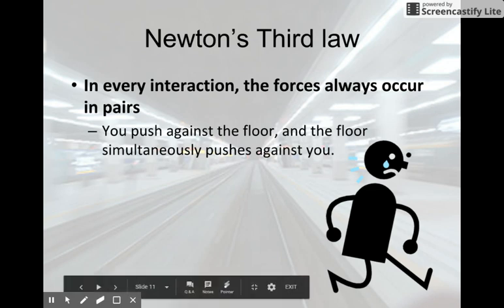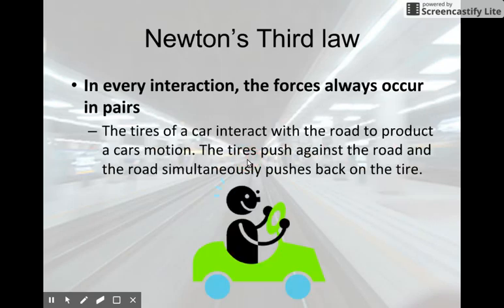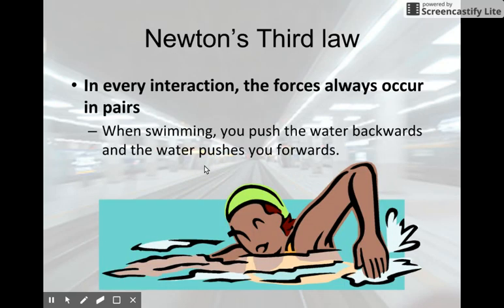So for example, if you're running or walking, you push against the floor, the floor pushes back up against you and propels you forward. Or if we're talking about the tires of your car, the tires interact with the road. The tires push back on the road, the road pushes forwards on the tire, and you move forward. Or if you're swimming in the water, this is maybe the easiest one to feel. You push backwards on the water, and the water is going to push forwards on you, and that's what drives you forward.